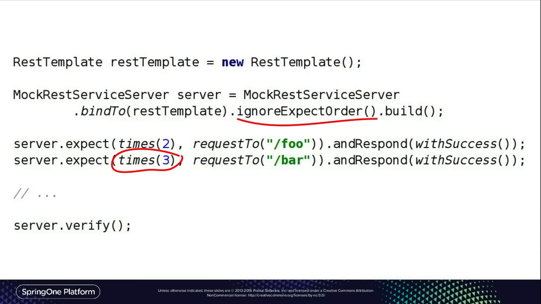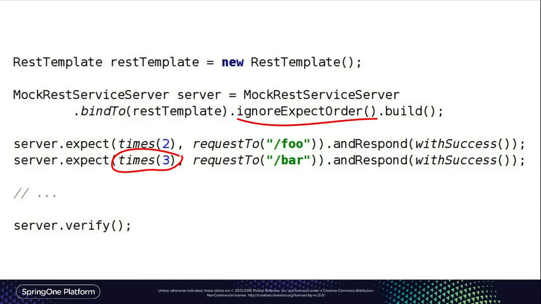So I have some code that's using the REST template, but I don't want to actually hit a server. So I'm going to create a mock REST service server, and I'm going to bind it to a REST template. So now the REST template, instead of making actual calls, is getting essentially canned responses. And the way we do that is we set up expectations, such as the ones you see here, where when we have a request to /foo, we're going to respond with HTTP status of 200. So we can set up expectations like that.